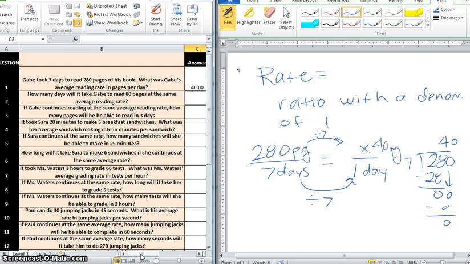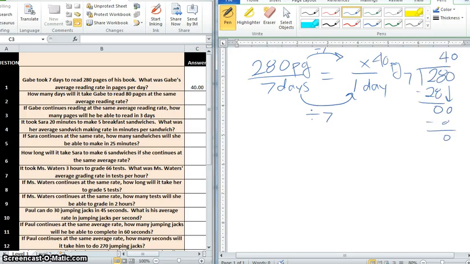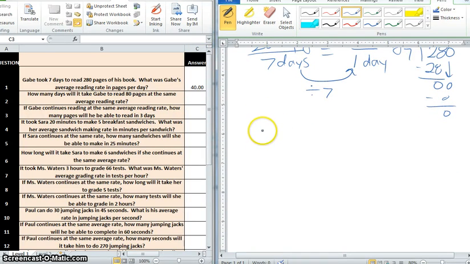How many days will it take Gabe to read 80 pages at the same average reading rate? So it says same rate. So we're going to start with the rate that we found in number 1. So I'm going to start with 40 pages per 1 day. And I want to know how long it's going to take him to read 80 pages.